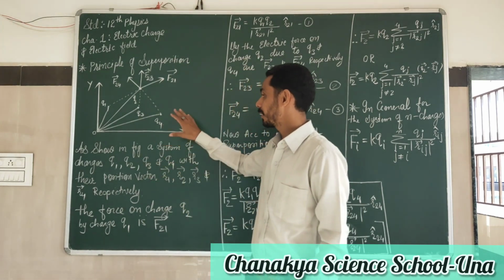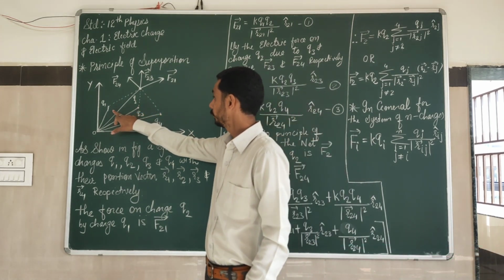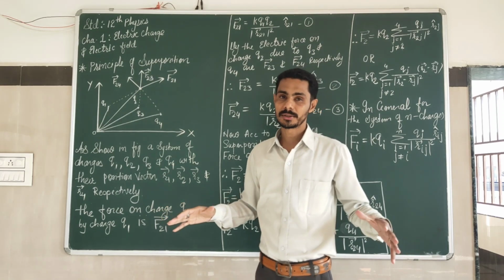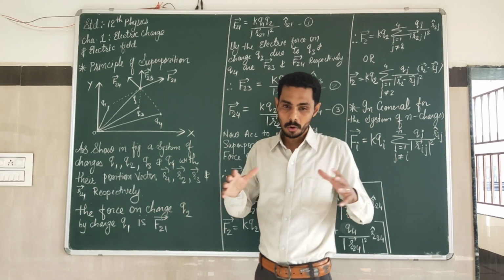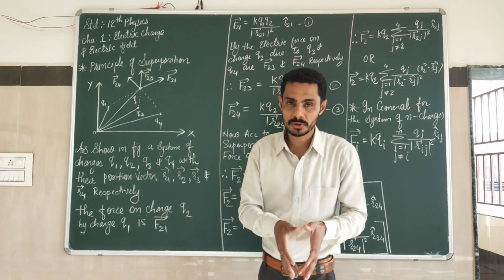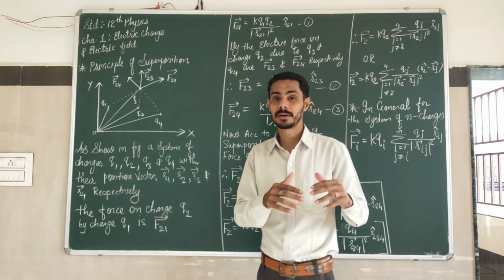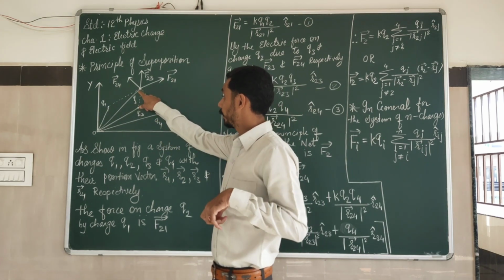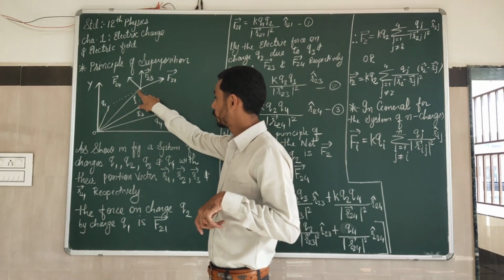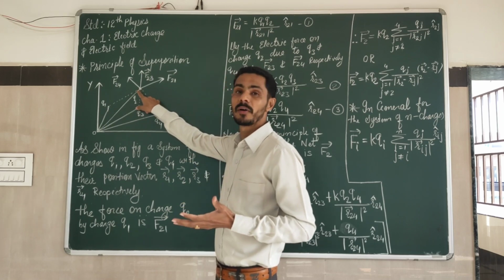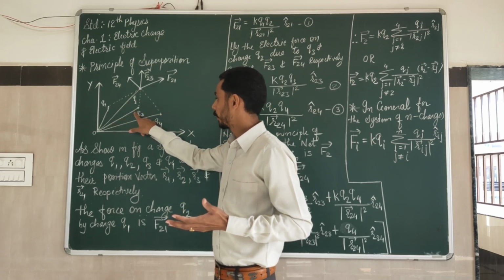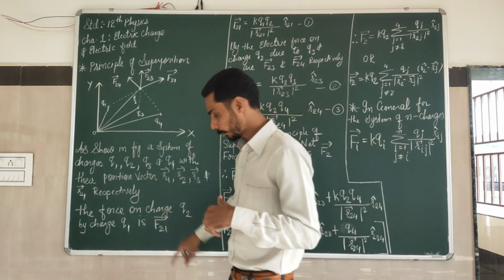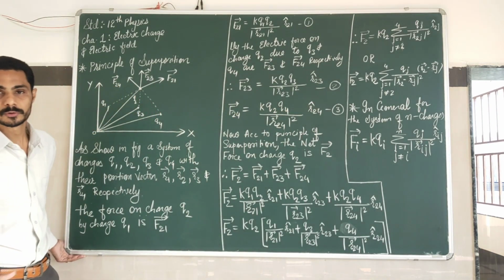In my case I have considered four selected charges Q1, Q2, Q3 and Q4. On one of them, the other three charges are going to exert a force, and we are going to find how much force is exerted by those three on one. Clear? So I will consider charge Q2, and I want to find the net force on it by Q1, by Q3 and by Q4. For that we need the principle of superposition.